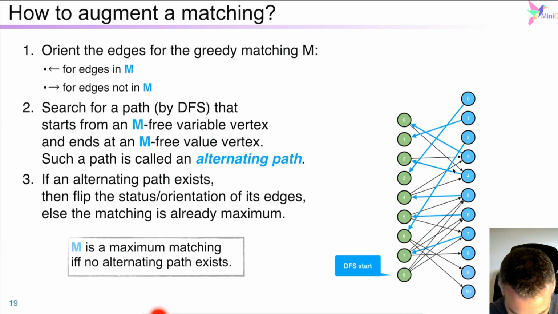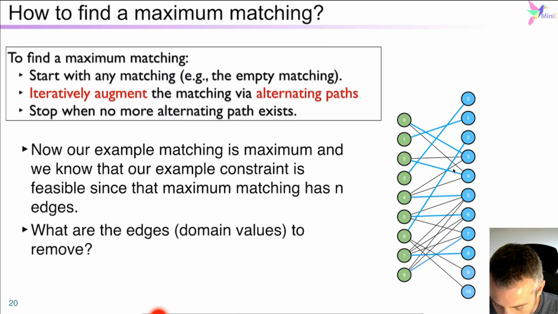In that case, once you have the alternating path, you just flip the status and the orientation of the edges, and you have augmented the cardinality of the matching by 1. So let's see what it gives on this small example. For instance, this one, it's an alternating path. You see that it's alternating between in the matching and not in the matching, and it ends up in a node here that is also M3. You will flip the status along this alternating path, and so you will augment the matching like this.